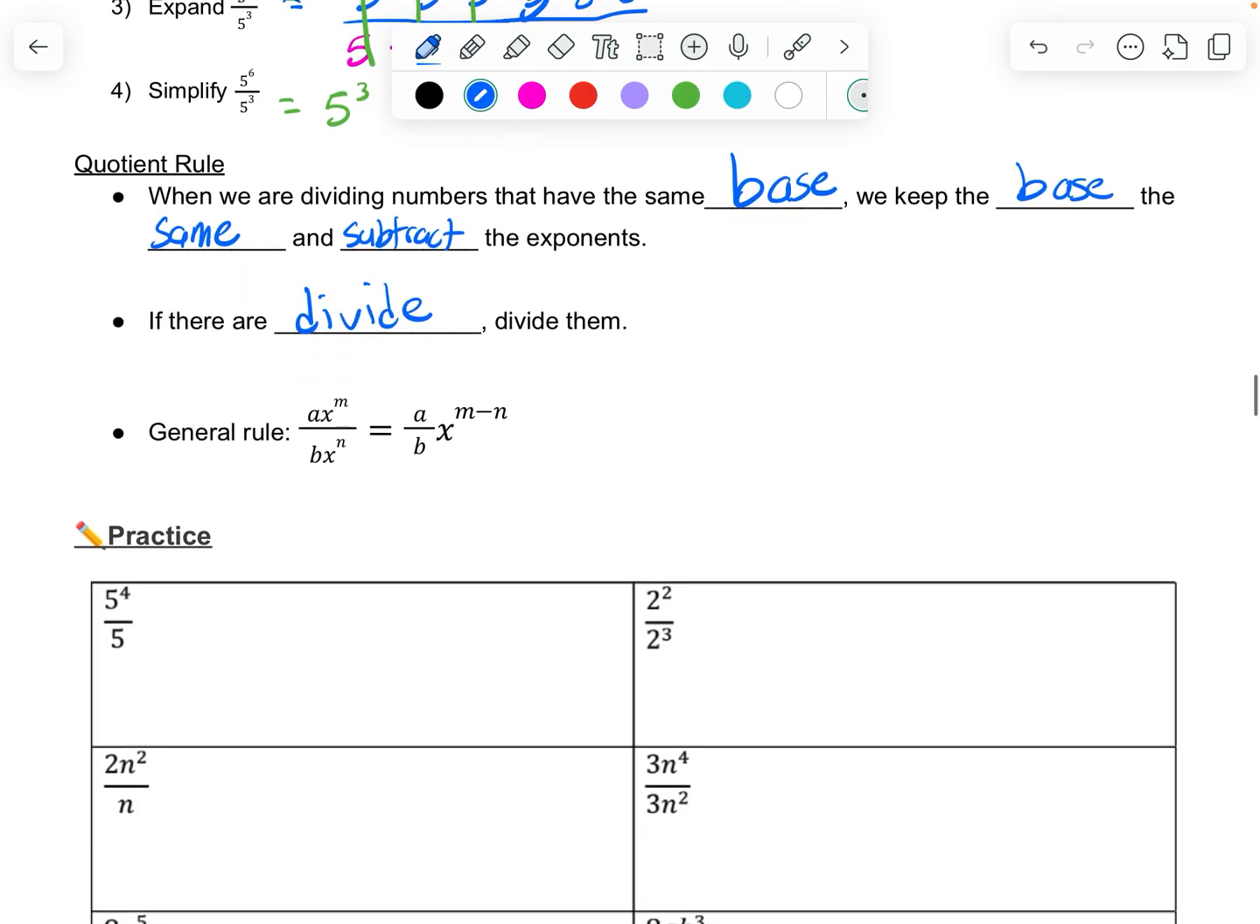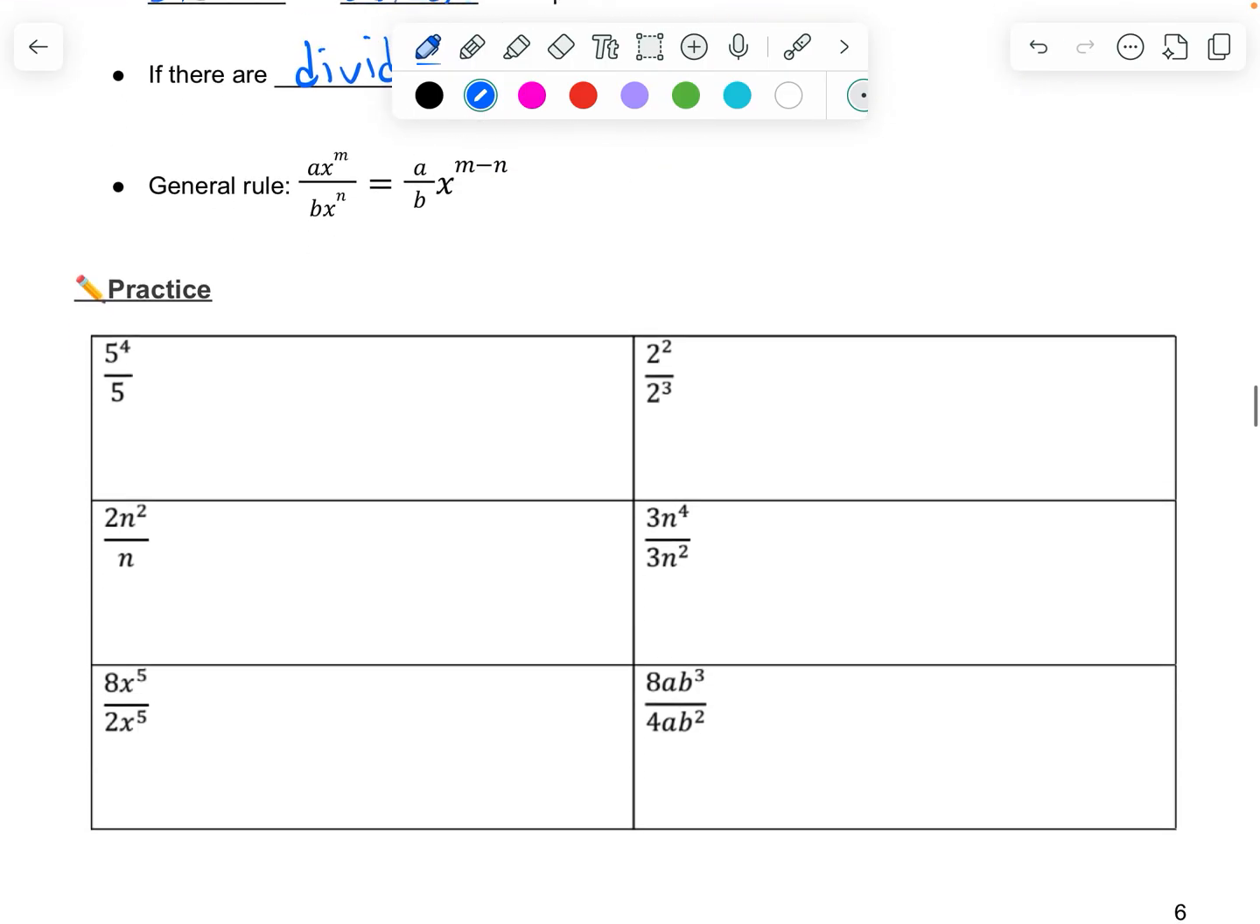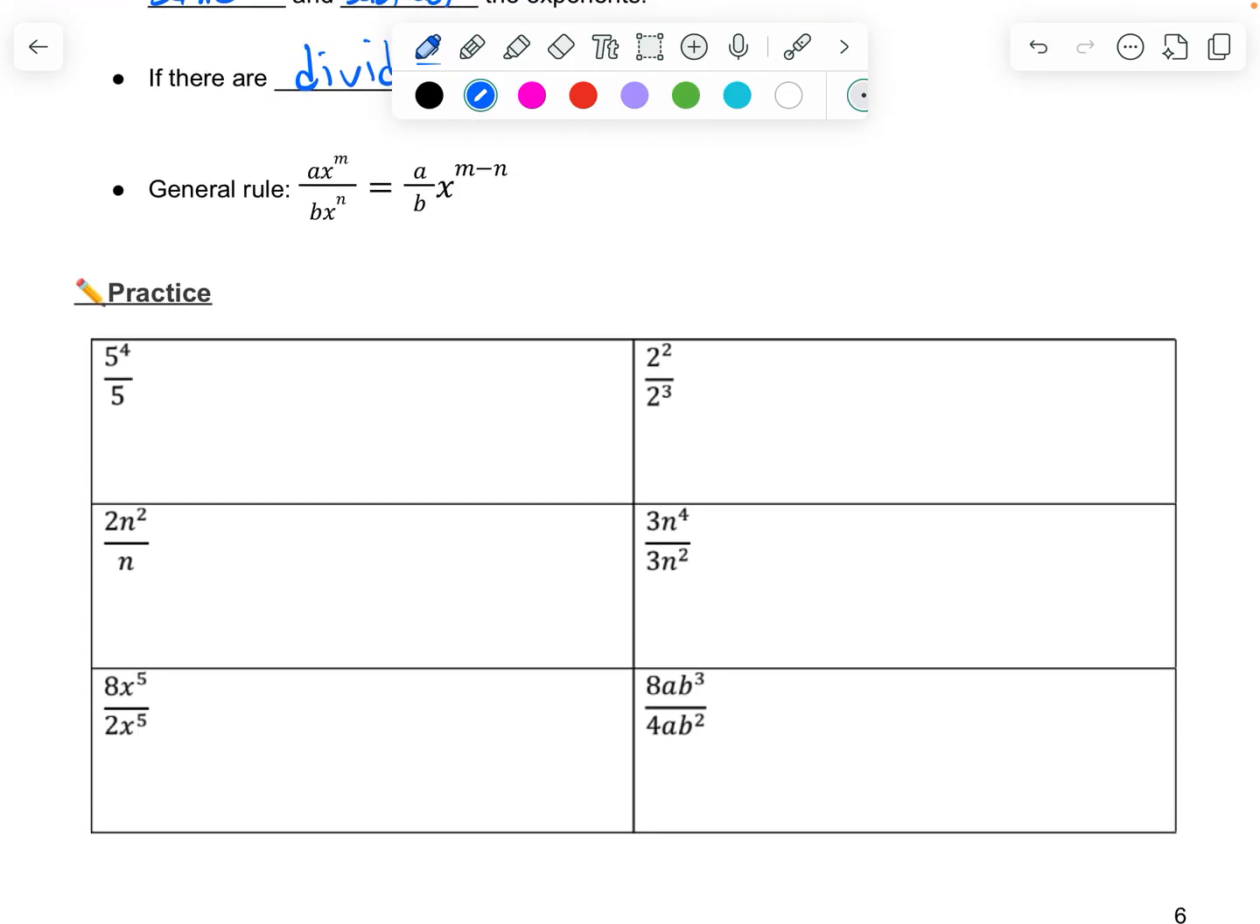All right, so let's look at, we'll go through these top examples here in the practice. So first off, 5 to the 4th over 5, which is just a 1 right there. So 4 minus 1 will just give us 5 cubed, and that's our simplified answer. Whoops, 5 to the 3rd power. We're going to leave it as that.